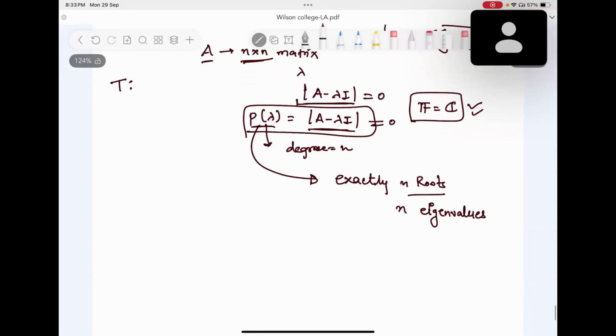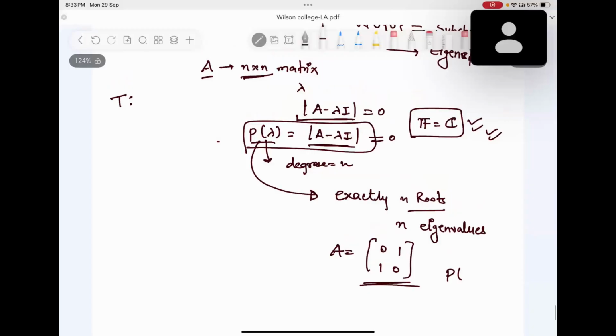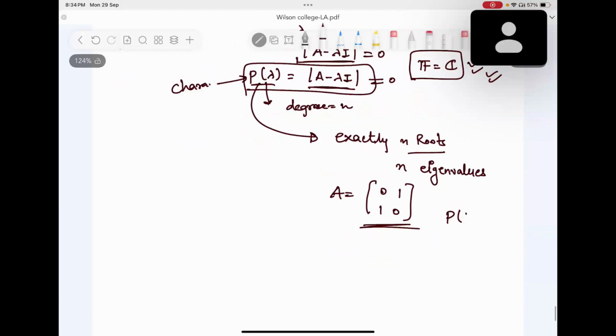But you may not have real eigenvalues. For example, if you take A equals 0 1 1 0, then you will not have any real eigenvalue for this matrix, because the characteristic polynomial, this polynomial is called the characteristic polynomial, for this matrix is lambda square minus 1. If you put this equal to 0, then you will get lambda equals plus minus iota. Although all the entries are real, you don't have any real eigenvalue here.